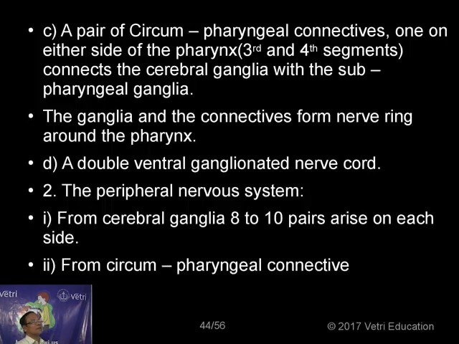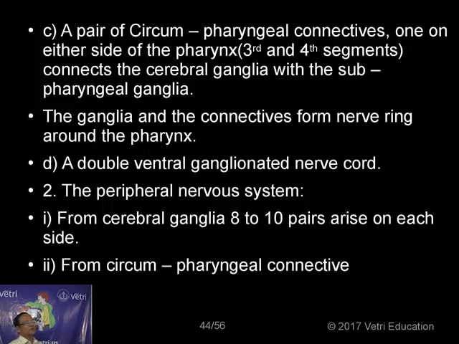That is found on either side of the pharynx in the third and fourth. So we have the third segment with the suprapharyngeal ganglia, then the fourth segment with the subpharyngeal ganglia. They are connected by means of a ring, extending from the cerebral ganglia to the subpharyngeal ganglia on either side of the pharynx in the form of a ring. That's why it's called the circumpharyngeal connective.